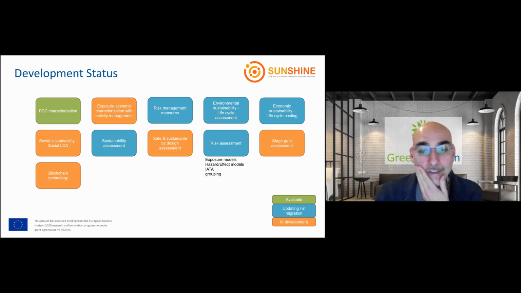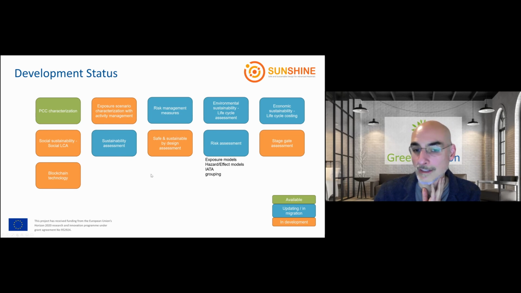Then this is the current development status. So physical-chemical characterization is already available. Then we have some tools that are updating for the new infrastructure. So the tools are already there. We are just updating them to be included and migrated in the new infrastructure. So risk management measures, environmental sustainability, economic sustainability, risk assessment, all of this is in migration.